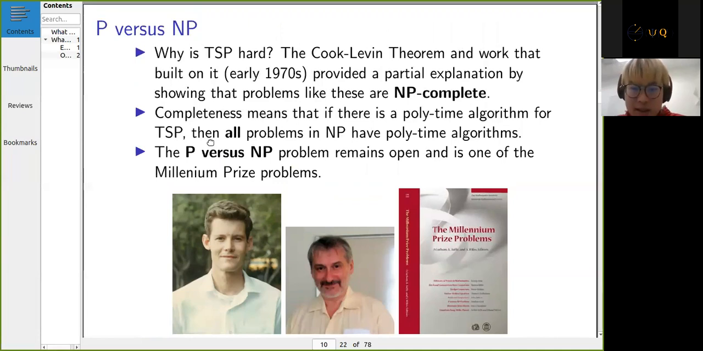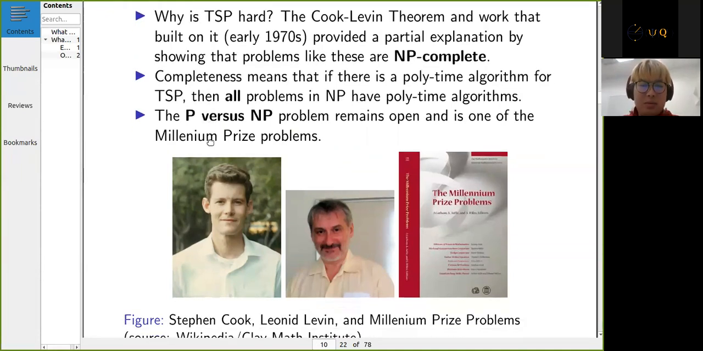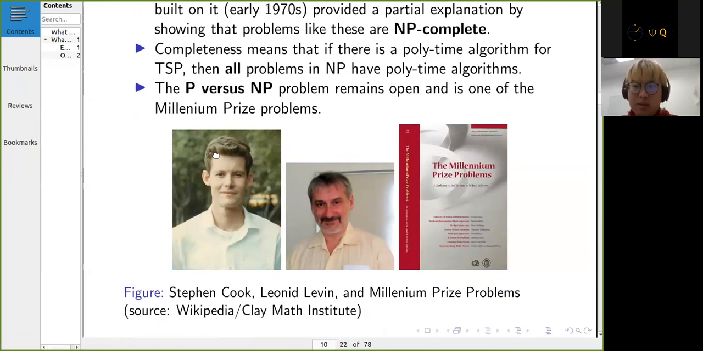And to this day, the P versus NP problem remains, I think people recognize it as, one of the most important problems in mathematics, and in fact is one of the Millennium Prize problems given by the Clay Mathematical Institute.